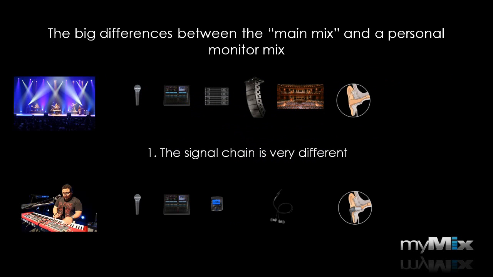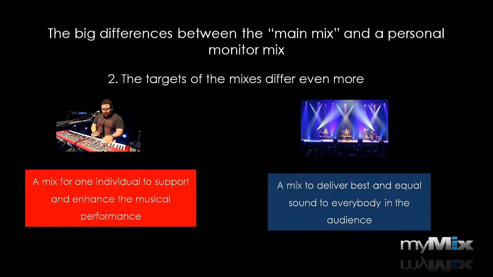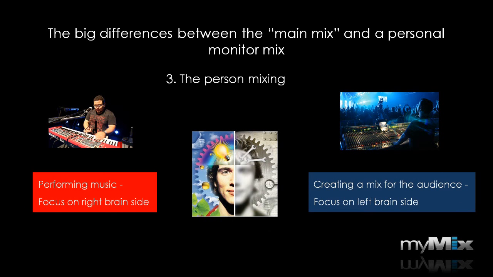Before we take a look at the individual signals, let's take a look at the mixes themselves: the main mix and a personal monitor mix. There are big differences, and it starts with a signal chain that's completely different for both of them. So there is no PA and there is no room involved in the signal chain. The next big difference is the targets of these mixes. The third difference is the person that is mixing. On one side we have a performing musician.